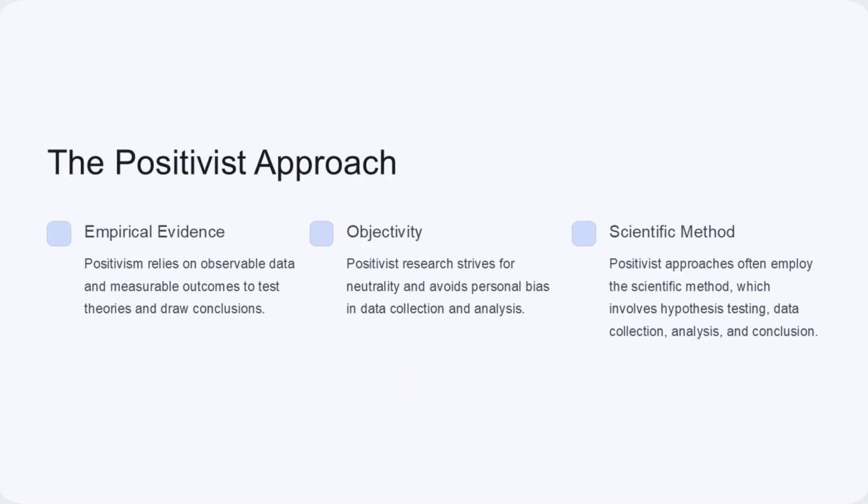Positivism is a research approach that relies on empirical evidence and measurable outcomes to test theories and draw conclusions. The key principles of positivism are empirical evidence, objectivity, and the scientific method. Positivist researchers strive to be neutral and avoid personal bias when collecting and analyzing data. The scientific method is a core part of the positivist approach, involving hypothesis testing, data collection, analysis, and drawing conclusions. This slide provides an overview of the key tenets of the positivist approach to research.